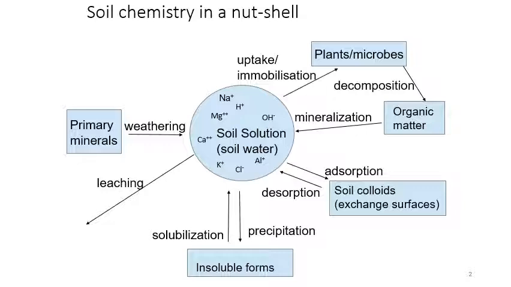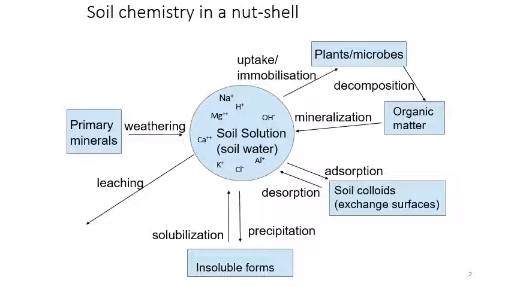Now, some of these ions can also precipitate out into insoluble forms, which means they are no longer in the soil solution and no longer available for uptake by plants. So we have another flux from the soil solution into insoluble forms, and then you can also go the other way. These insoluble forms can dissolve back into the soil solution.